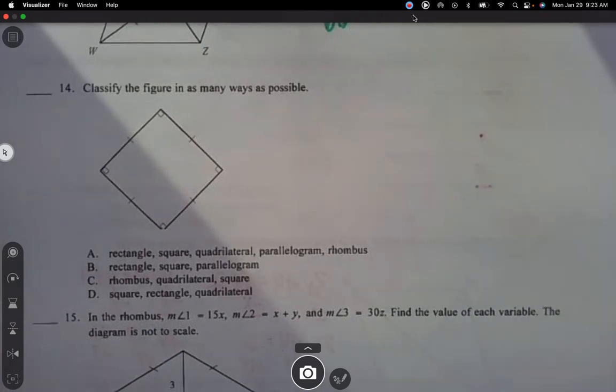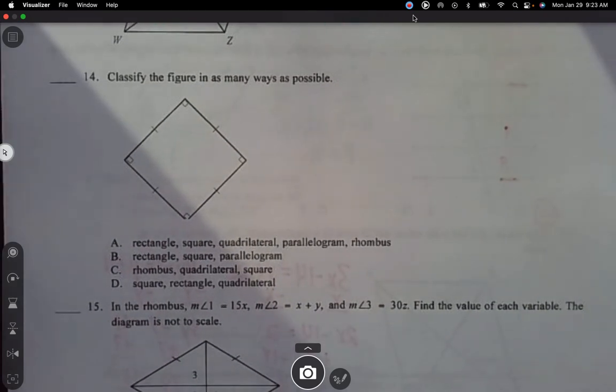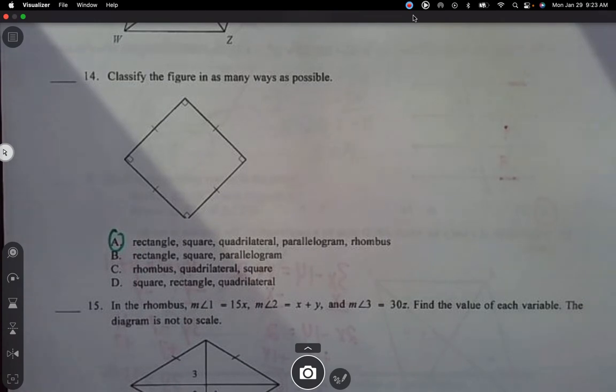All right, number 14. It says classify this in as many ways as possible. So, is it a rhombus? Yes, it is, because all the sides are equal. Is it a square? It is. All sides are equal and 90 degrees. Is it a rectangle? It is, because all the angles are 90 degrees. Is it a quadrilateral? There's 4 sides. Yes. Is it a parallelogram? Yes. Because a square and a rectangle are parallelograms. So this one is all those things.